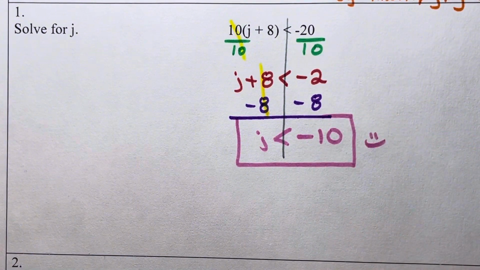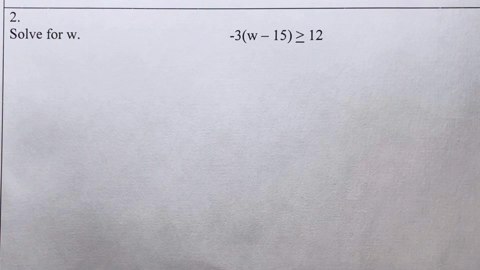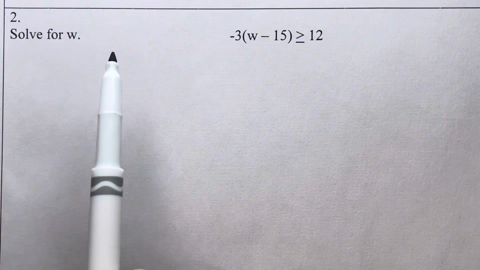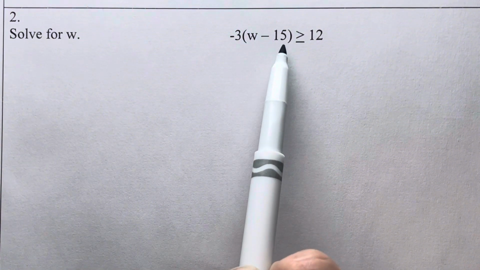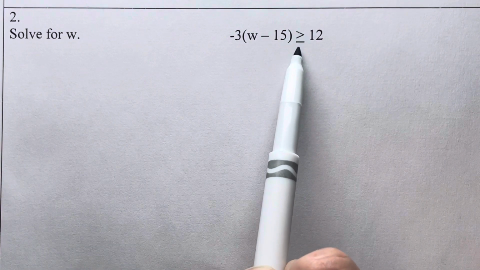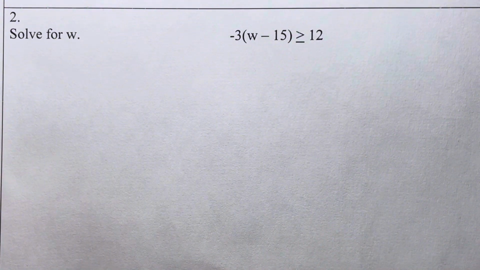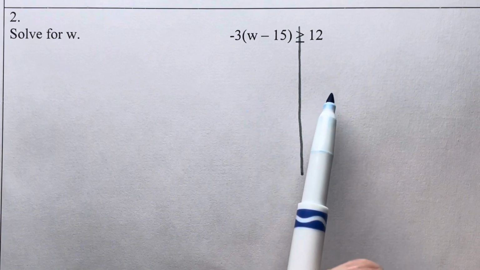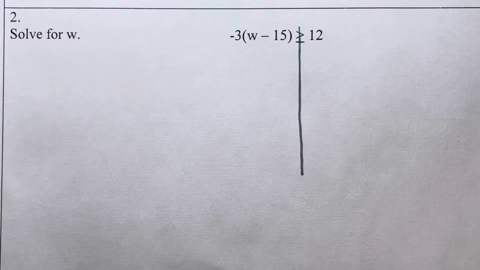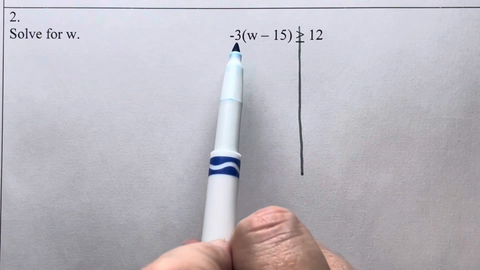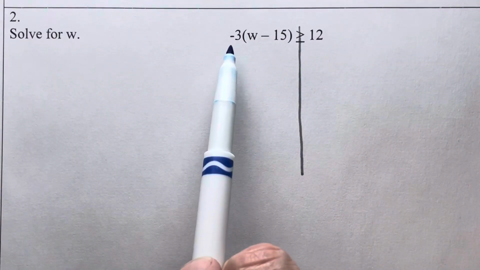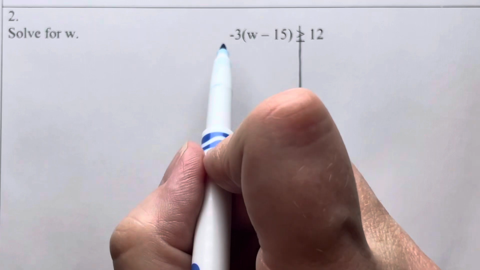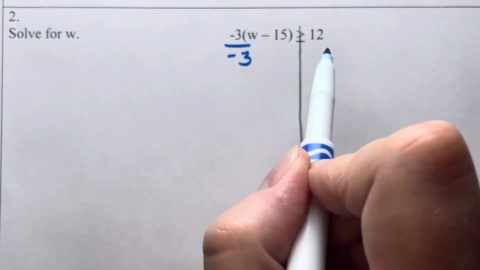And there you go. Example 2, we're going to solve for w, where negative 3 times the quantity of w minus 15 is greater than or equal to 12. All right, my left and right sides of the inequality are separated. Let's get solving. Yep, we have parentheses, so let's get rid of them by dividing off what's in front, that negative 3.